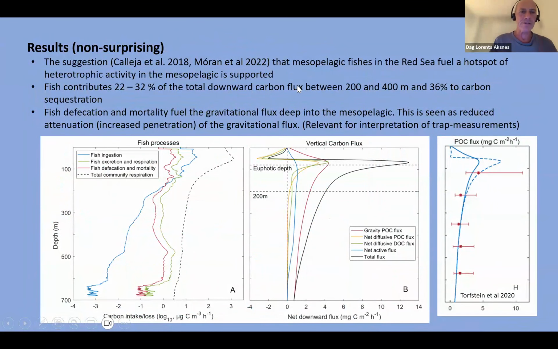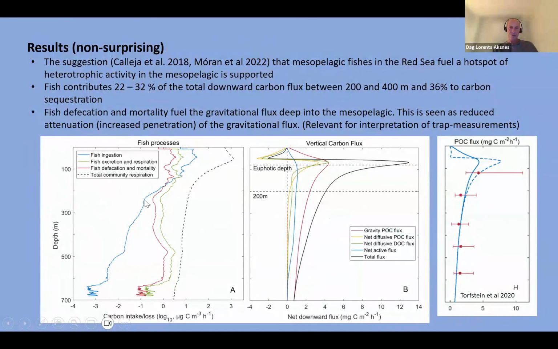Okay, some of the results, and this is perhaps what I call the non-surprising results. A suggestion in some previous papers is that the mesopelagic fishes in the Red Sea fuel a hotspot of heterotrophic activity in the mesopelagic, and this is supported by the simulation. We can see it from these simulated fish processes. So it's the fish ingestion, that's the blue line here.